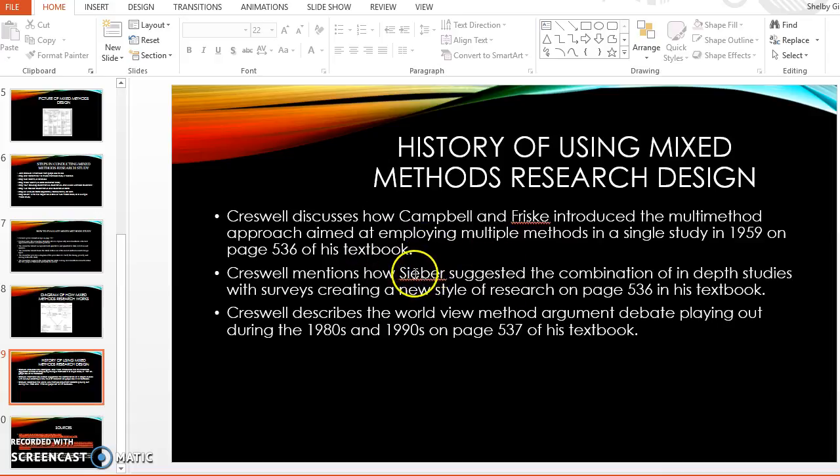And then we had a time skip, and Sieber here suggested the combination of in-depth studies with surveys, creating a new style of research, and that further contributed to mixed methods research. And then finally, during the 1980s and 1990s, Creswell says there was a huge debate, which was also known as the worldview method argument, on how mixed methods research should be conducted. Everybody had their own idea. And you can read about that further in his book on page 537.